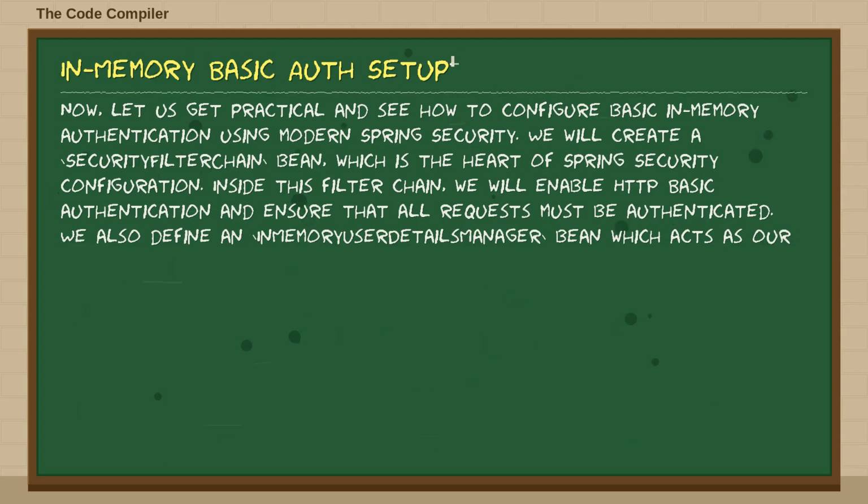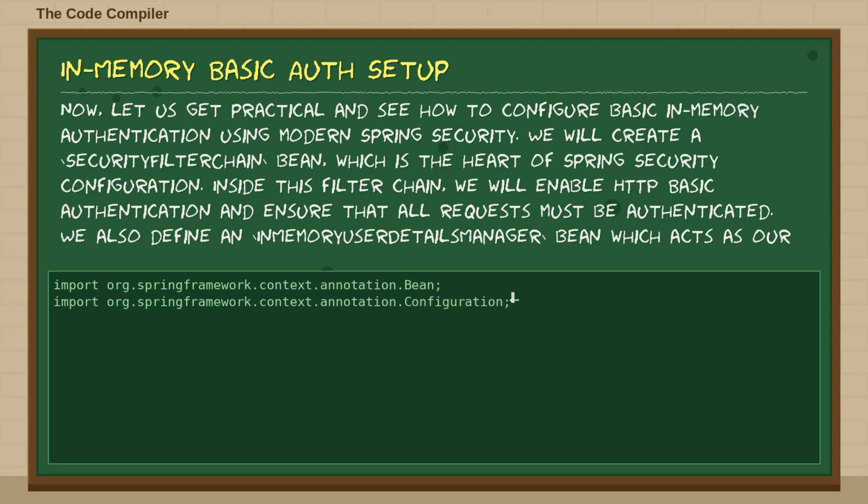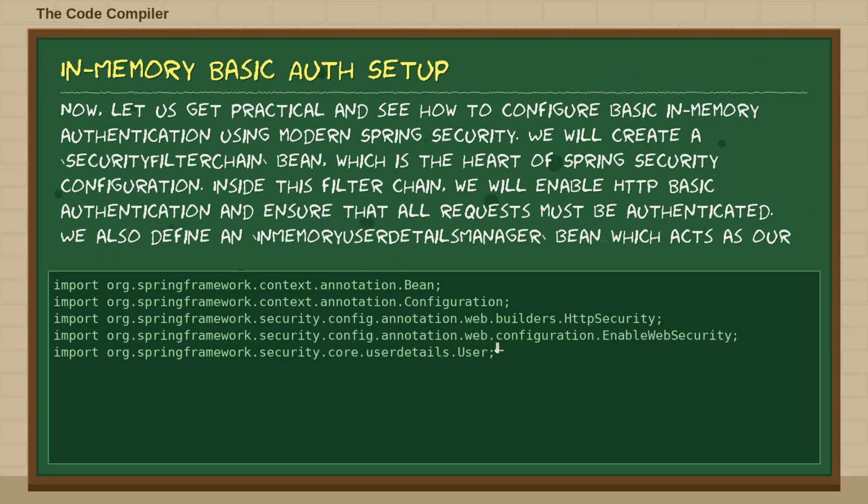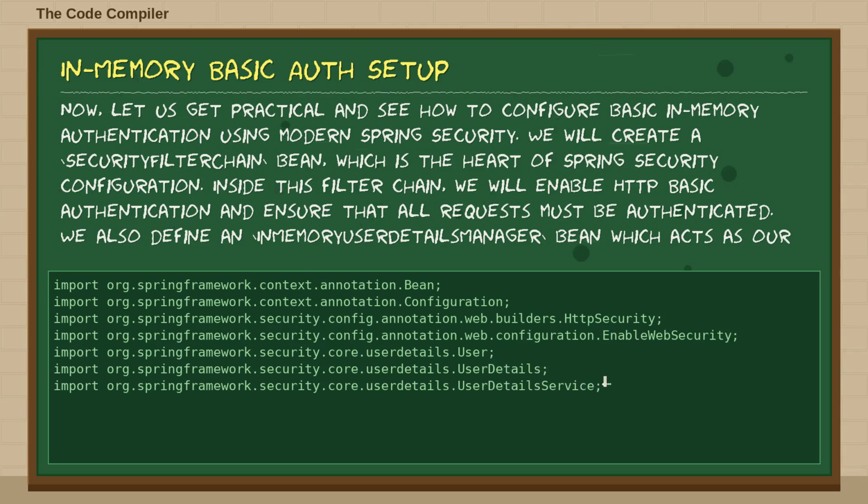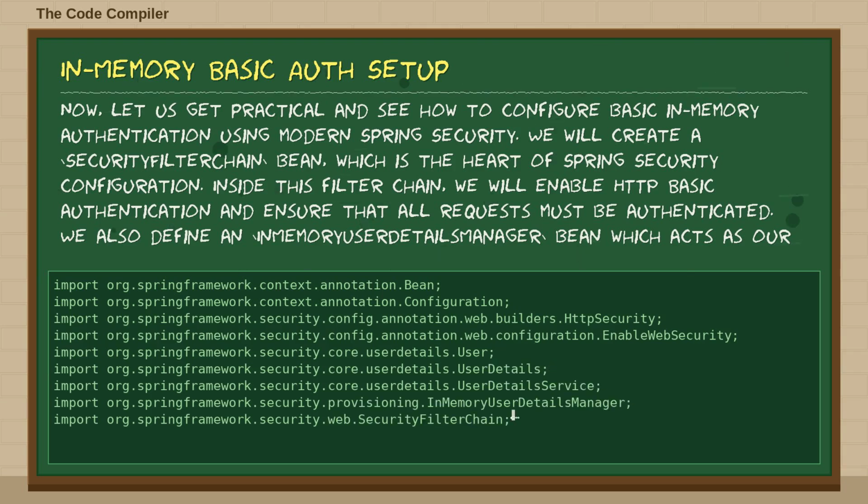We also define an InMemoryUserDetailsManager bean, which acts as our UserDetailsService to provide a simple, in-memory user with a username, password, and a role. Remember, using User.withDefaultPasswordEncoder is for demonstration purposes only and should never be used in a production environment, my friends. For production, you must use a strong password encoder like BCryptPasswordEncoder.